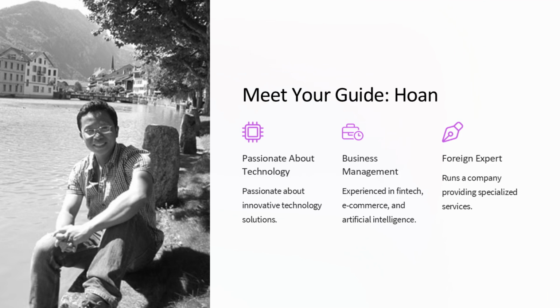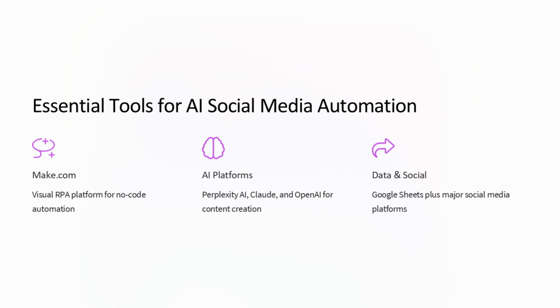Now, let's jump into building this exciting social media AI system step by step. The primary tool we'll use today is Make.com, a robotic process automation (RPA) platform. Make.com allows you to visually connect various software and workflows, all without writing a single line of code.